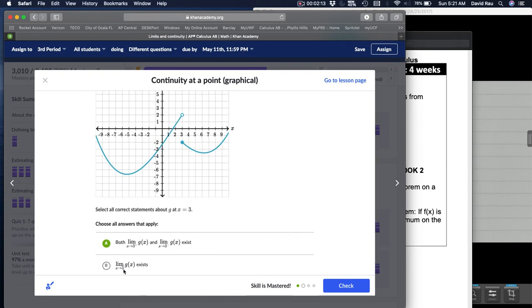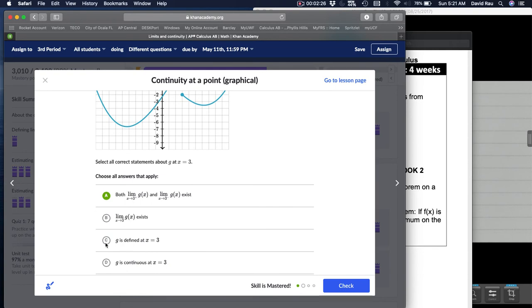Now, does the limit as x approaches 3 exist? No. Why? Because the left and right don't agree. If they don't agree, the general limit does not exist. So this is unchecked. All right, but we need to check all that apply. This is one reason continuity fails.